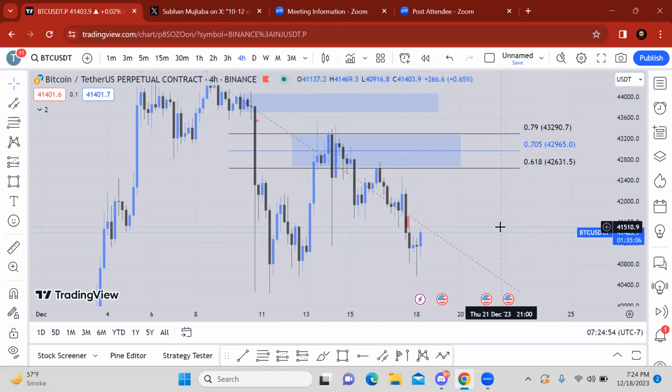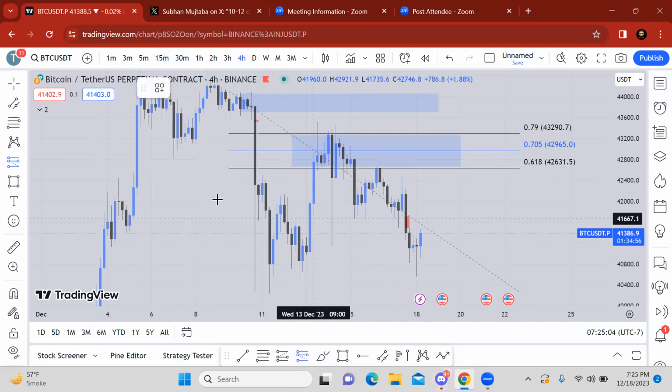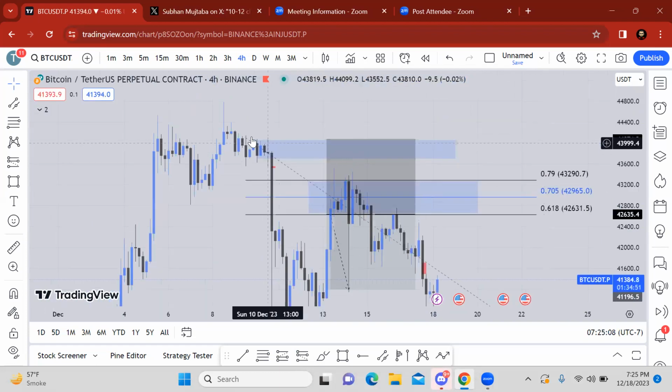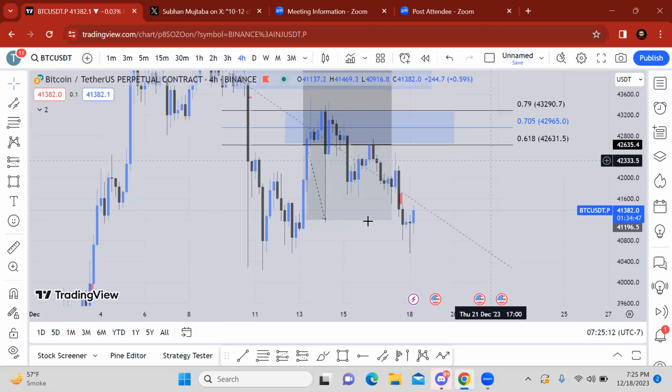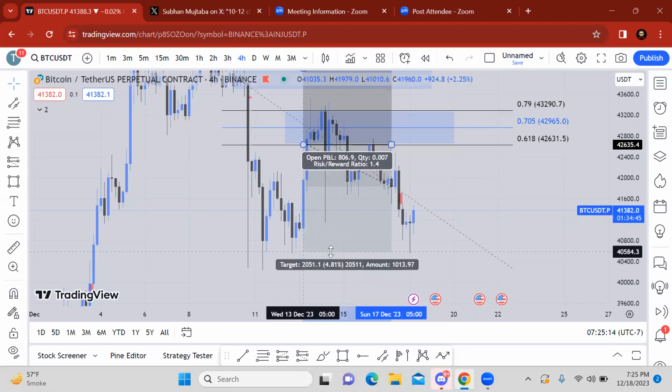So this is how I use this method. Why am I using this method? Because suppose I'm taking a short. I know the structure is bearish. I'm taking short here, stop is simple here, and I'm targeting this low here.